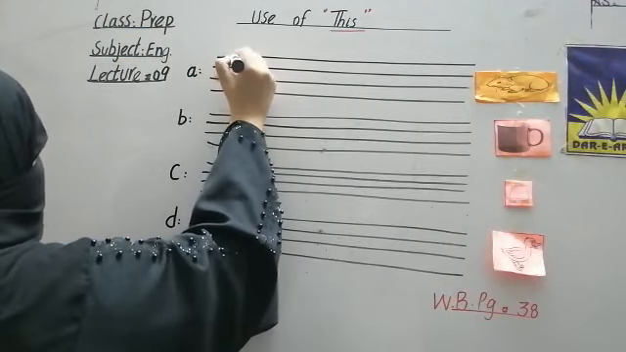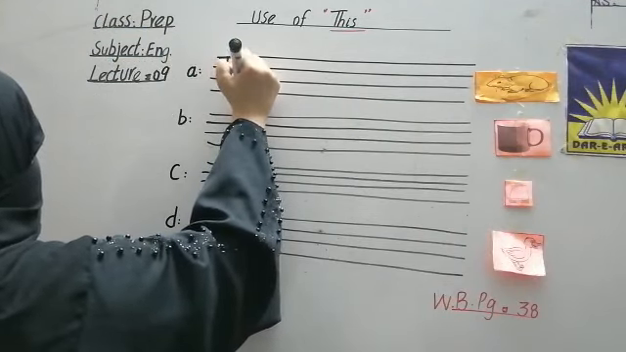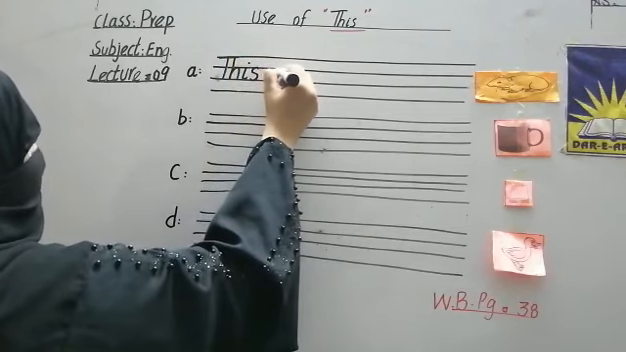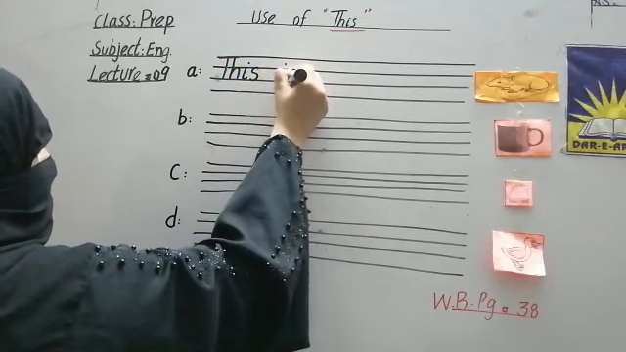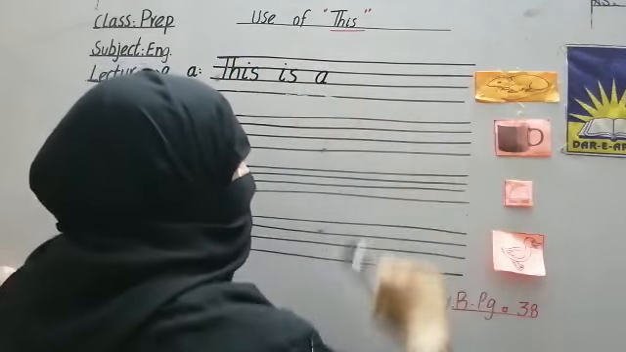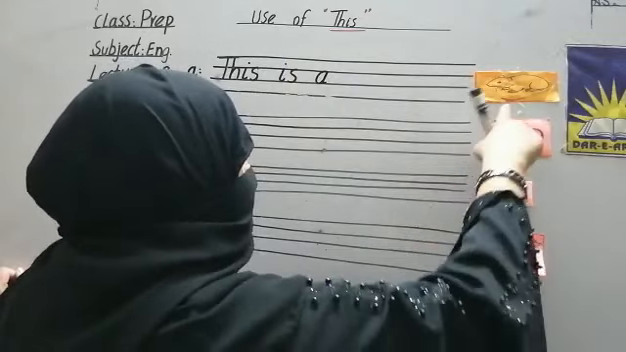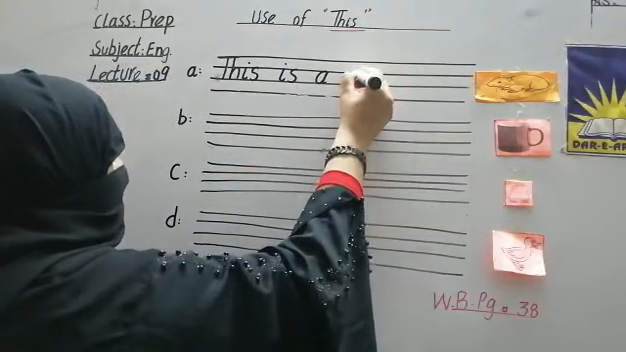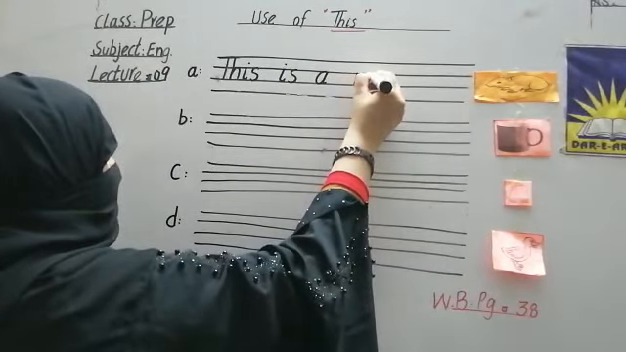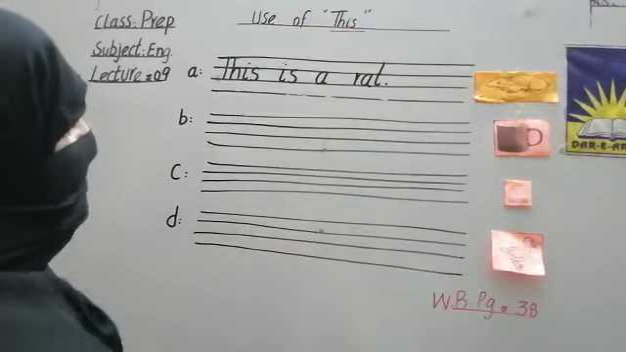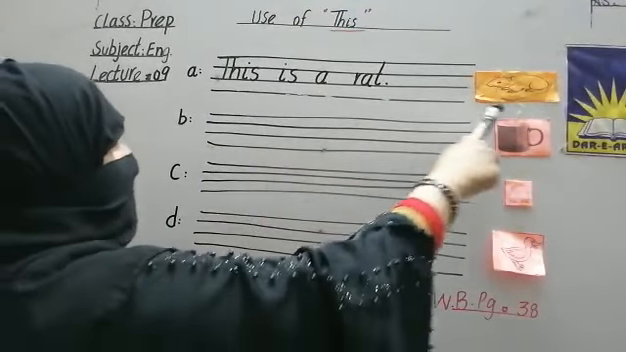Now we make a sentence with this. This is a rat. Rat is a singular object. Clear, students? That's why we use here this, and we make sentences by using this. This is a rat.